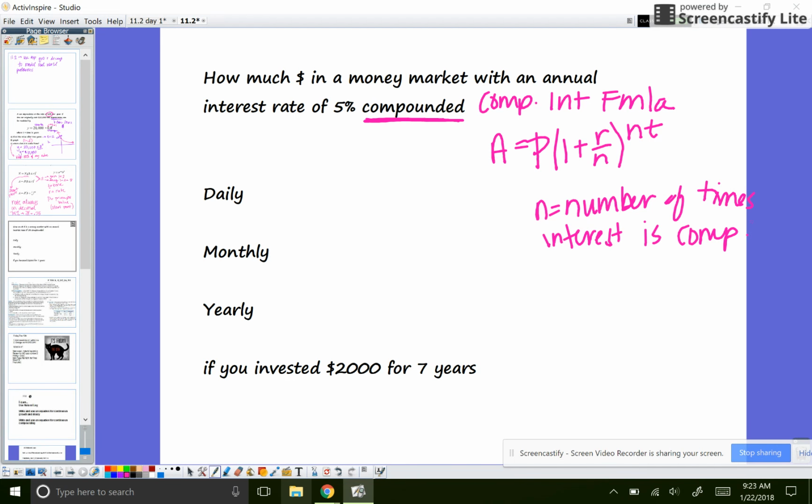Okay, and compounded means like they pay you and then they pay you and then they pay you, so they're paying you differently. So like daily, n would be 365. Monthly, they pay you 12 times a year. Yearly, n is 1. So you're going to invest $2,000 for 7 years.